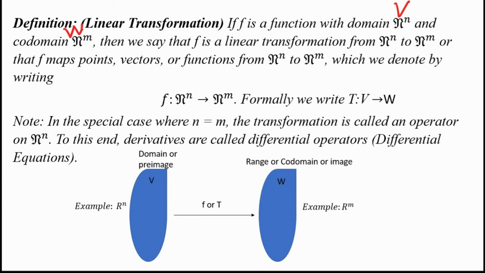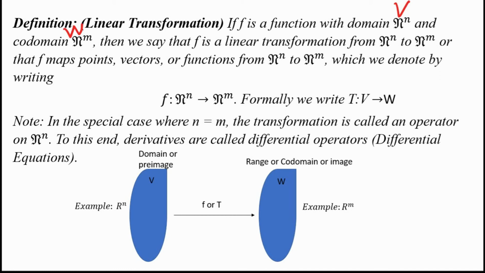And then ideally, we get to probably what we want, and that is to look at Rn and Rm, or to look at operators where you map from one space to the same space, where Rn maps to Rn. R2, for example, maps to R2, or R3 maps to R3. But at any rate, if f is a function with domain Rn or some vector space V, and with codomain Rm or some vector space W, then we say that f is a linear transformation.